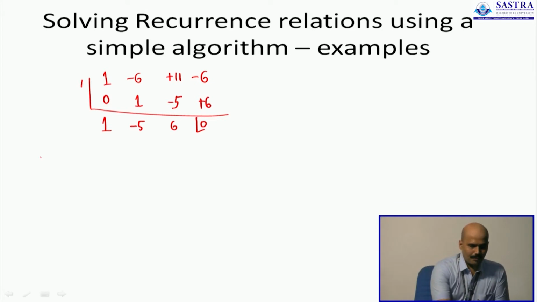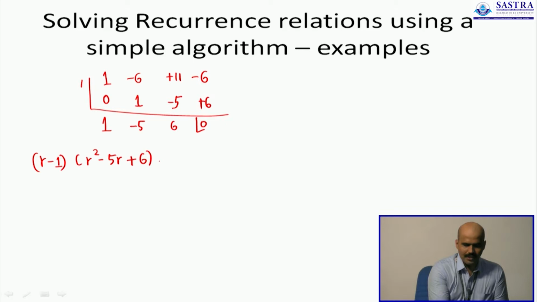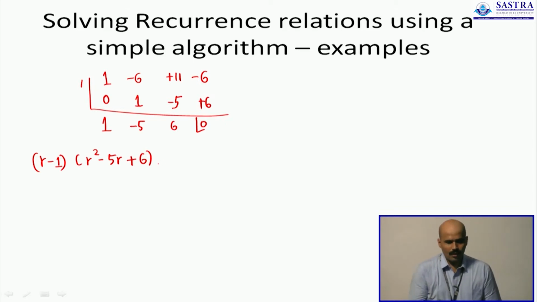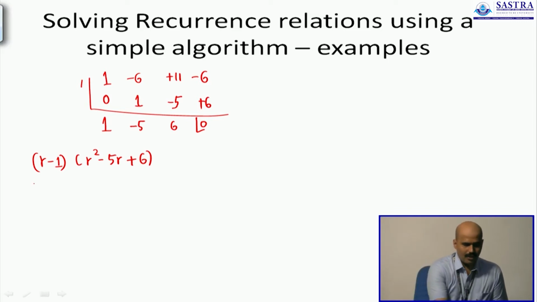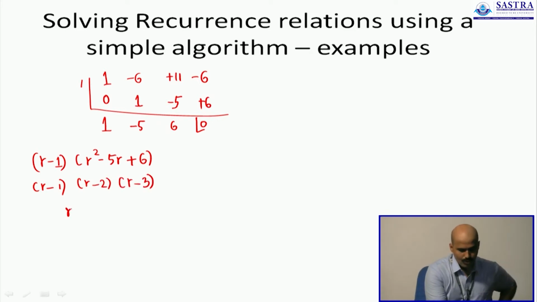Therefore the given polynomial can be factorized as a product of one linear polynomial and one quadratic polynomial. The linear polynomial gave us 1 as the root. The quadratic polynomial is r square minus 5r plus 6, and you obviously know that the roots of this quadratic are 2 and 3. Therefore the 3 roots of this cubic equation are 1, 2 and 3.